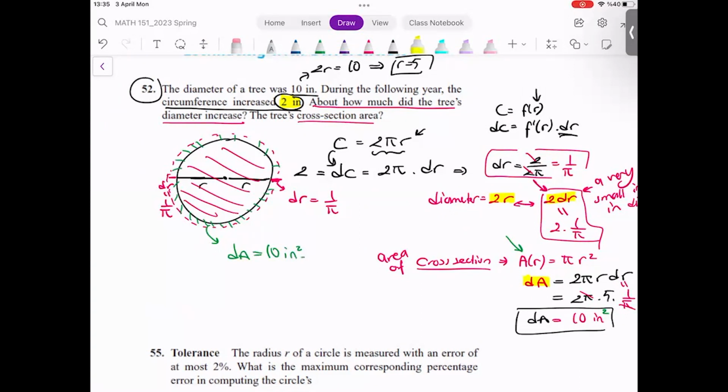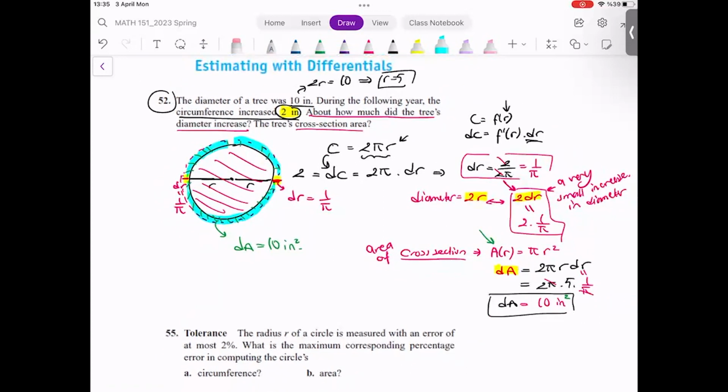Any questions about the change in diameter and the change in the cross-sectional area? These are all computed by using the differentials. I think everything is clear now. Any questions?